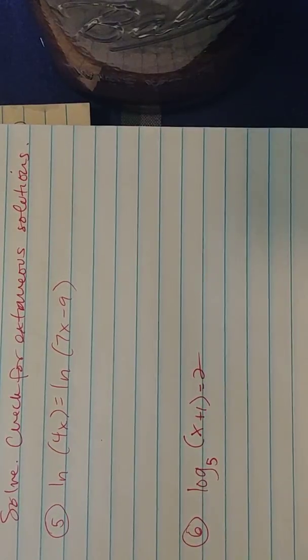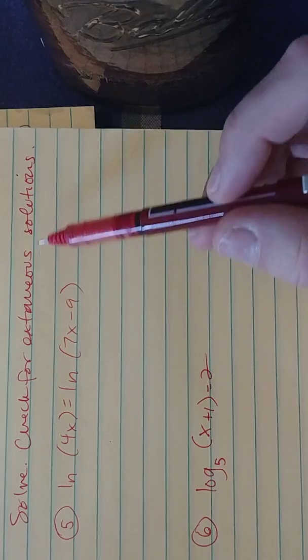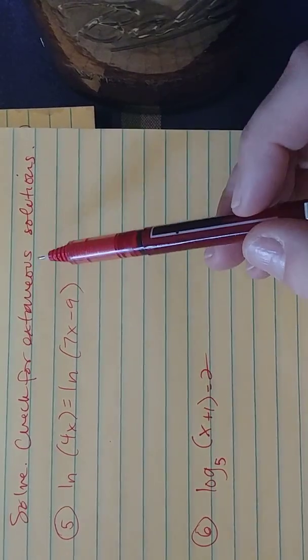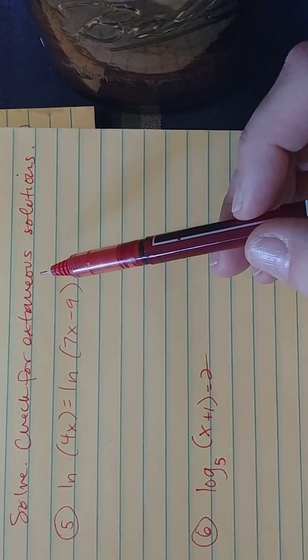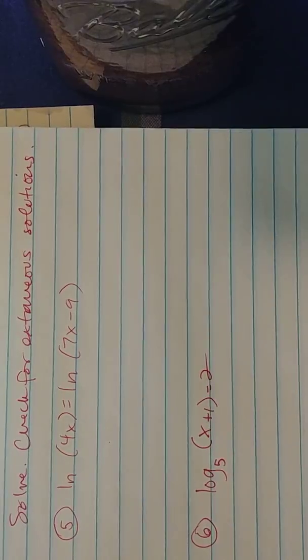It says solve and check for extraneous solutions. This is because sometimes weird things happen when we plug an x back into a log equation. It's because we can't take the log of anything that is 0 or less. So sometimes we get a solution that works mathematically, but not when we plug it back in. So we just have to be careful of that.